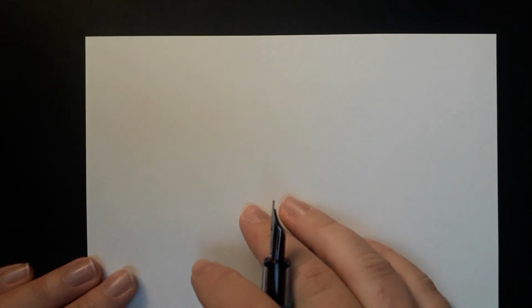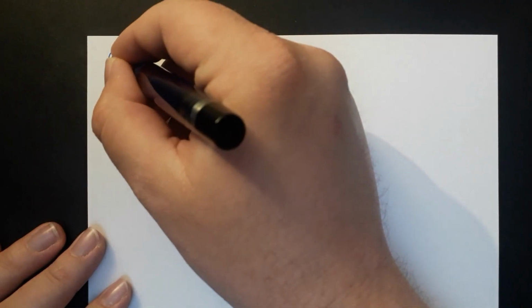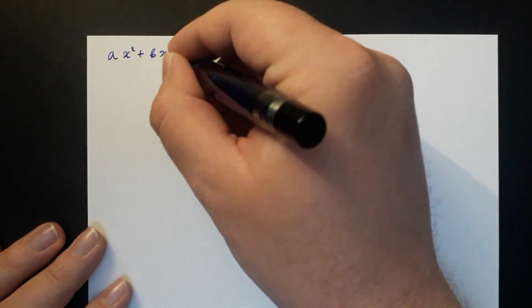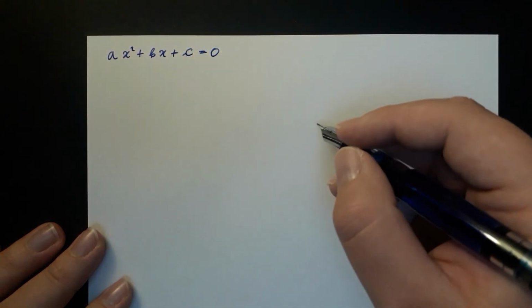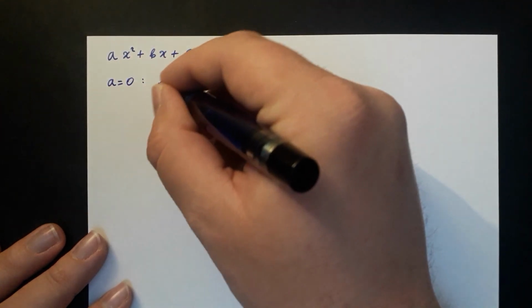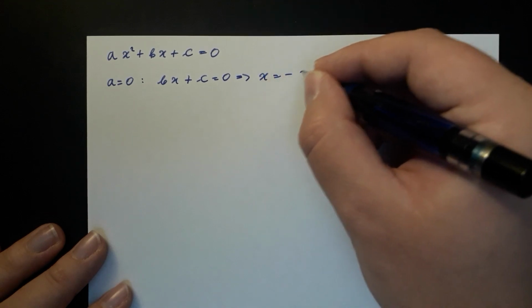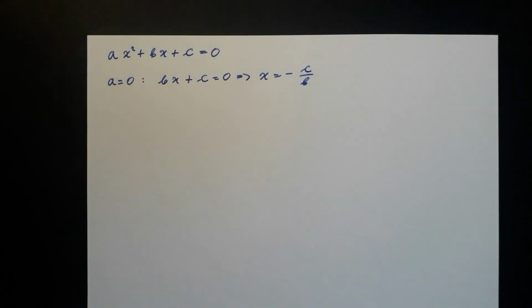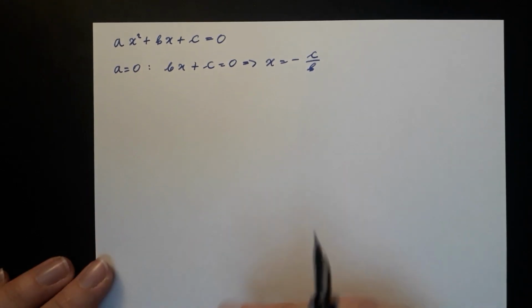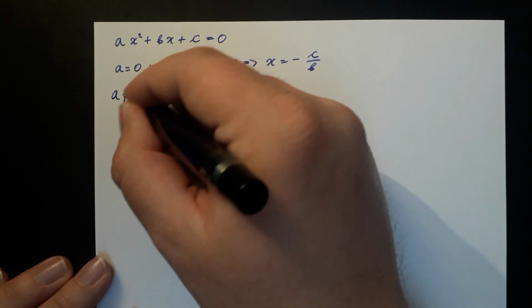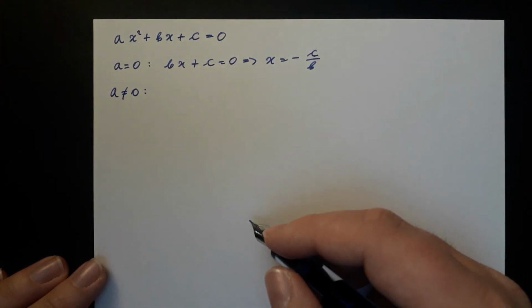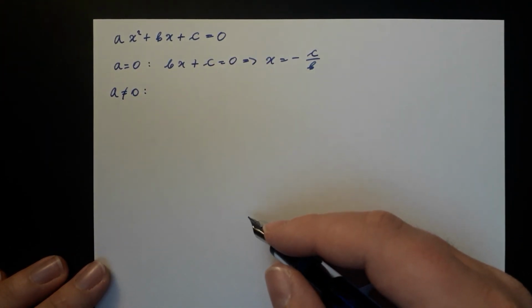Let's now get the quadratic formula which we know. So our equation now is ax squared plus bx plus c is equal to 0. If a is equal to 0, then bx plus c is equal to 0, and that means that x is equal to negative c over b. This is a linear equation, which means nothing special. Now let's observe what happens with a which is different than 0. In this case, we have a real quadratic equation.